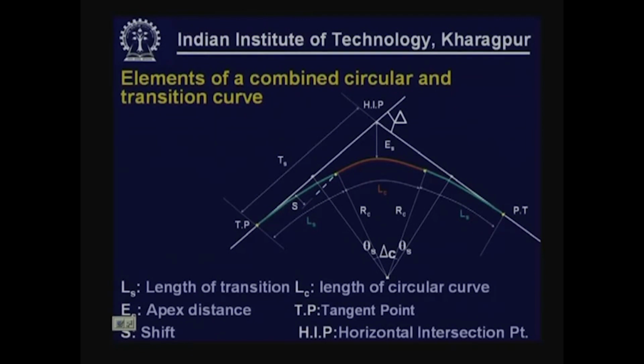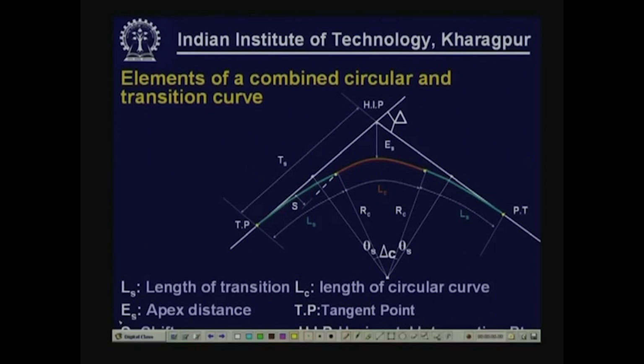Now, let us quickly see the different elements of a combined circular and transition curve that we have tried to show here. This yellow portion is the tangent portion, these green lines are transition curves, and the circular curve is shown by the red line. Different elements we have tried to indicate. These things are also available in any standard textbook.